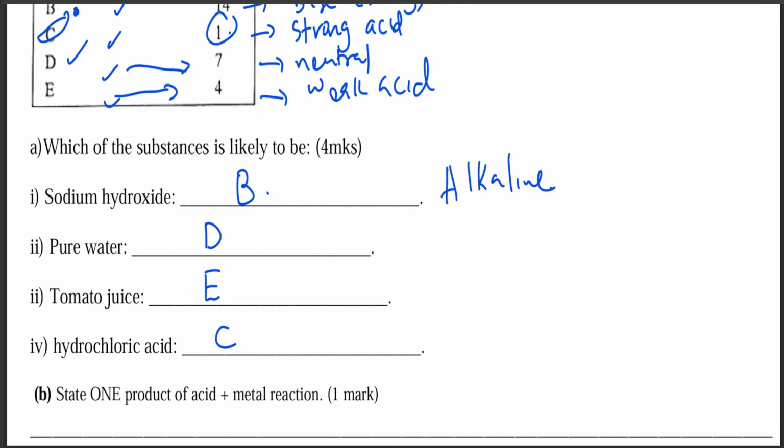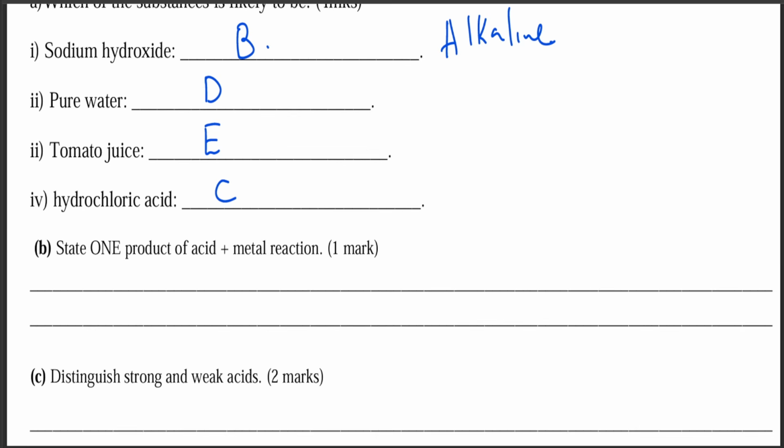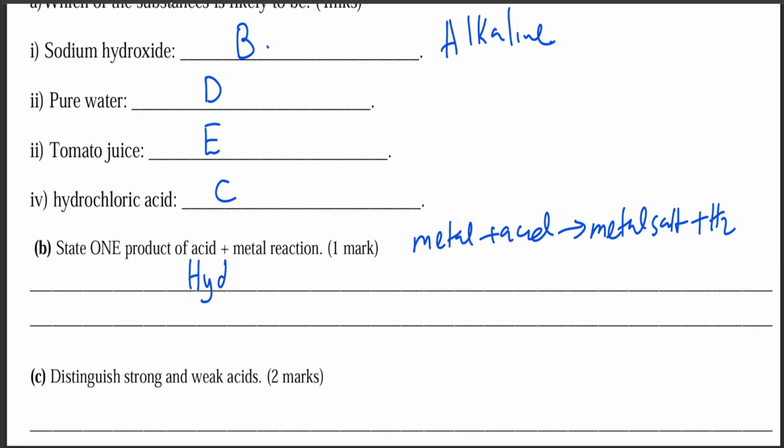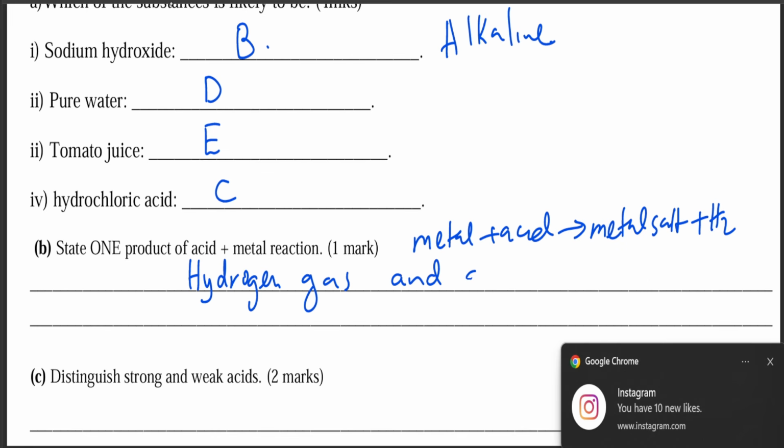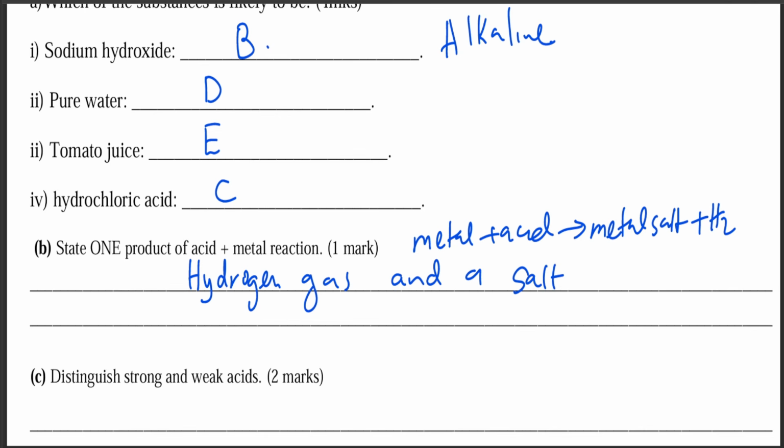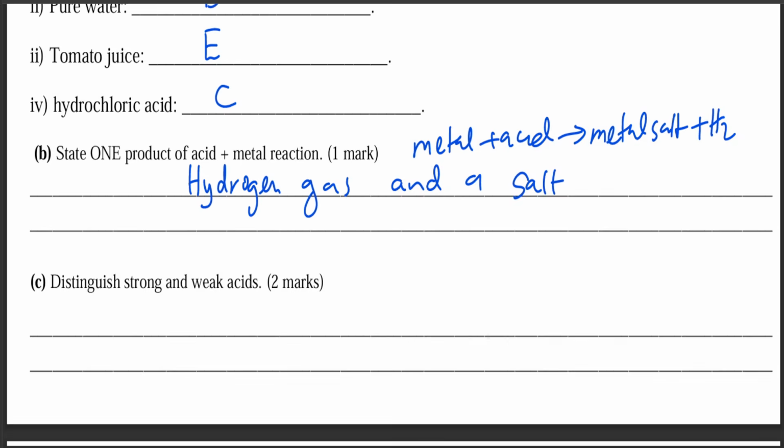Now, another question. State one product of acid plus metal reaction. If you take a metal and react it with an acid, you get a metal salt plus hydrogen gas. So one of the products is hydrogen gas, and also a salt is a product as well. So you can write either hydrogen gas or a salt. Sorry for that.